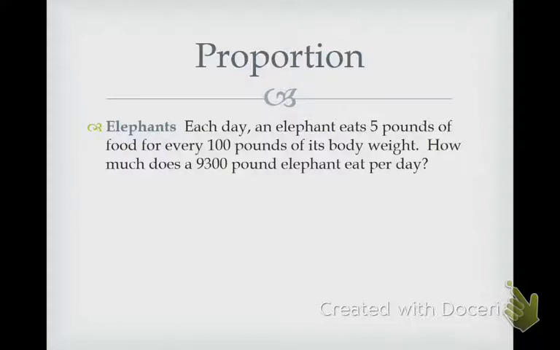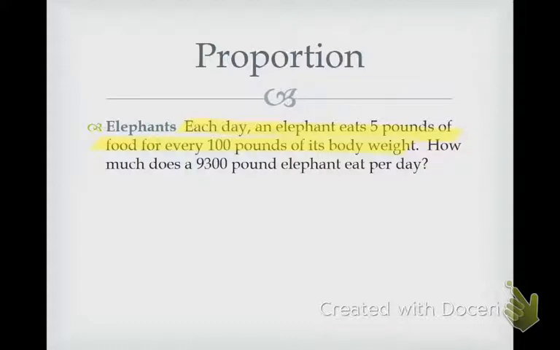All right, so to write our own proportion, we have to write two ratios that are equal to each other. So we read the first sentence. It says, each day an elephant eats 5 pounds of food for every 100 pounds of its body weight. So I need to set up a ratio for these values. Does anybody have an idea of what ratio you would use to set it up?